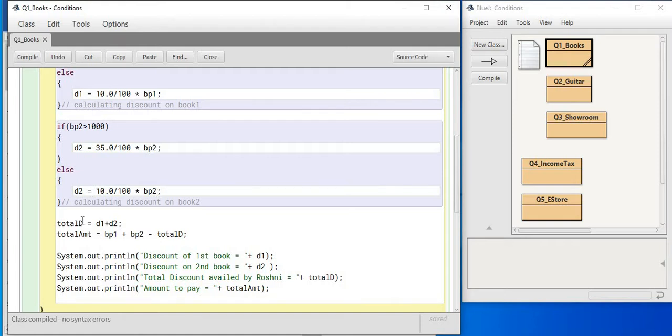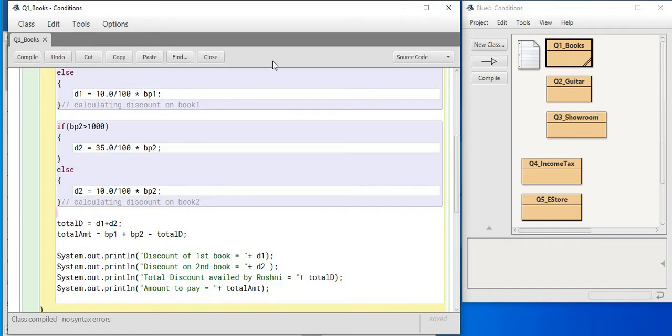The total discount, total D, is discount 1 plus discount 2, and the total amount to pay is this: BP1 plus BP2 is the total price of both the books, minus total discount, right? If you want to subtract BP1 minus D1, you will get the price of the first book. If you subtract D2 from BP2, then you will get the price of the second book after discount. That is up to you. The discount on the first book is this much, discount on the second book is this much, total discount availed by Roshni is this much, and the amount to pay is this much, right?